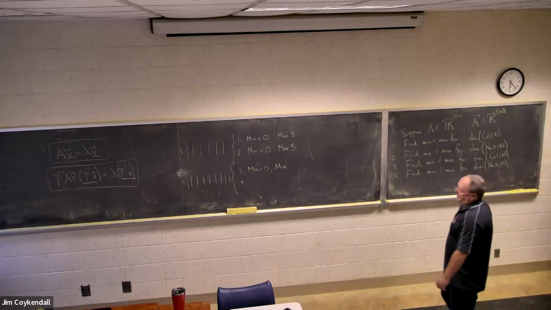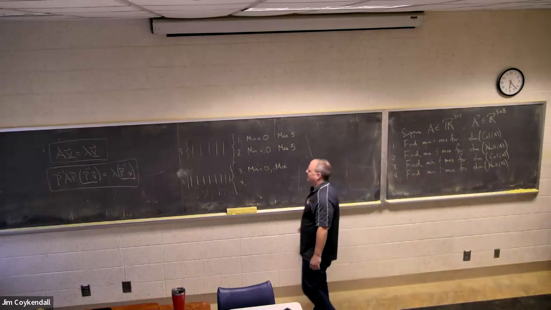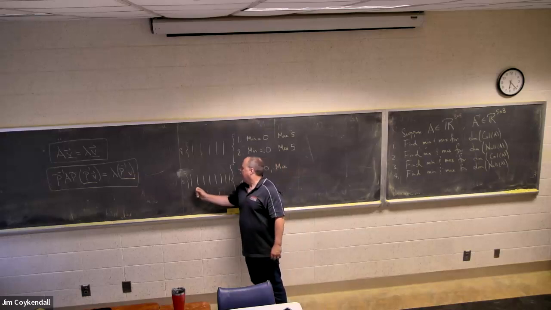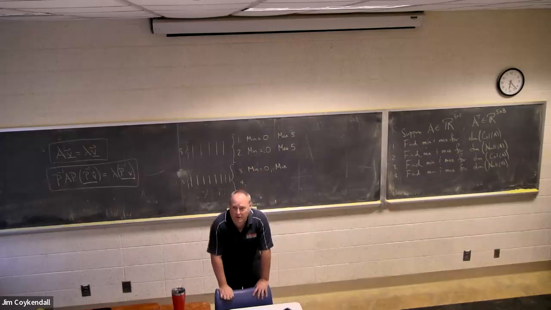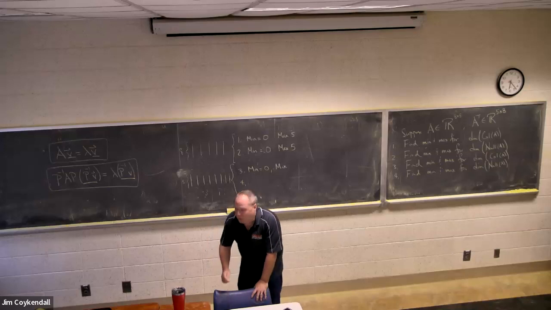Right, so that's right. If you look at the column space, how do you tell what the dimension is? It's the number of pivot columns, right? Everybody agree with that? How many pivot columns can we have? We can only have 5.